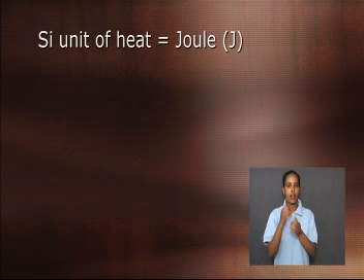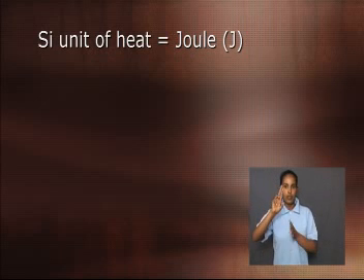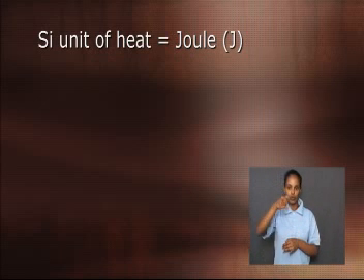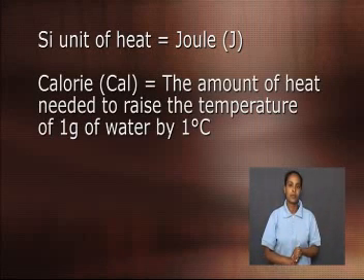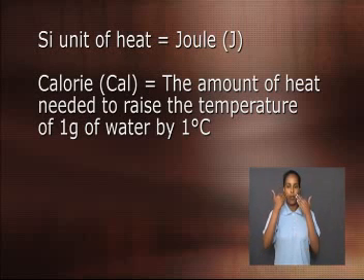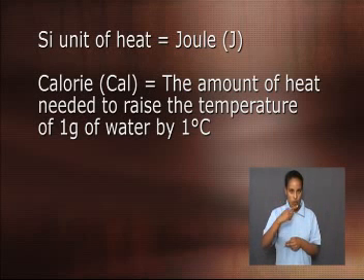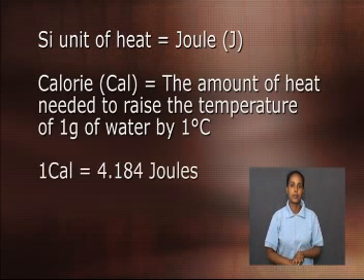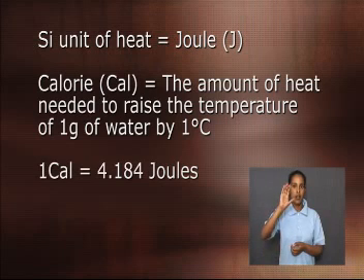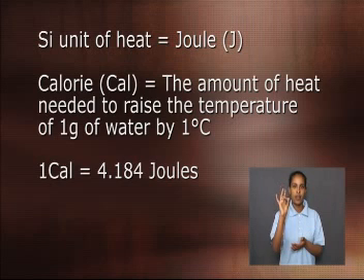Great work, everyone. The SI unit of heat is Joule, but a calorie is also a unit of heat. Calories are the amount of heat that is necessary in order for the temperature of 1 gram of water to be raised by 1 degree Celsius. 1 calorie is equal to 4.184 joules.